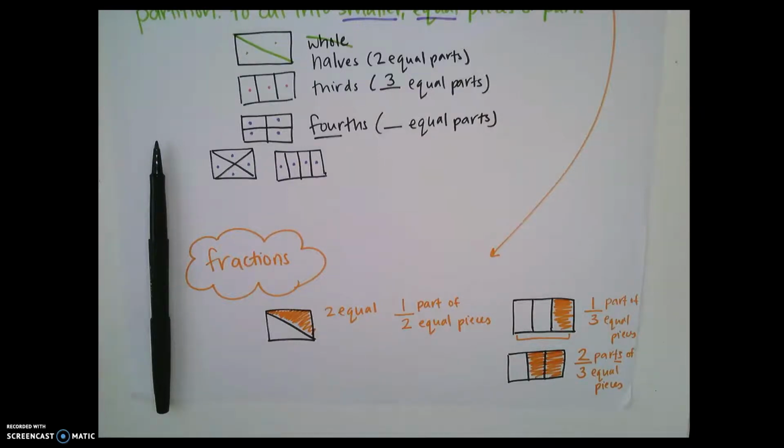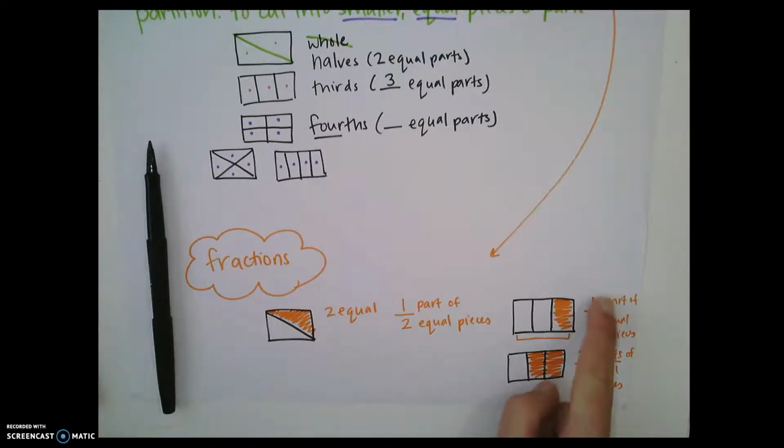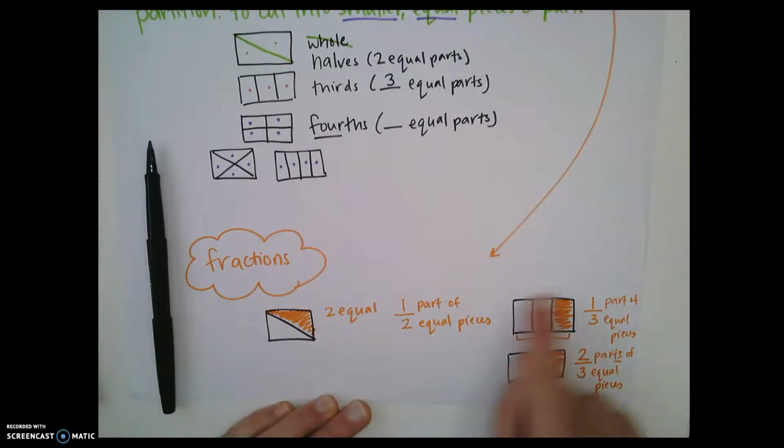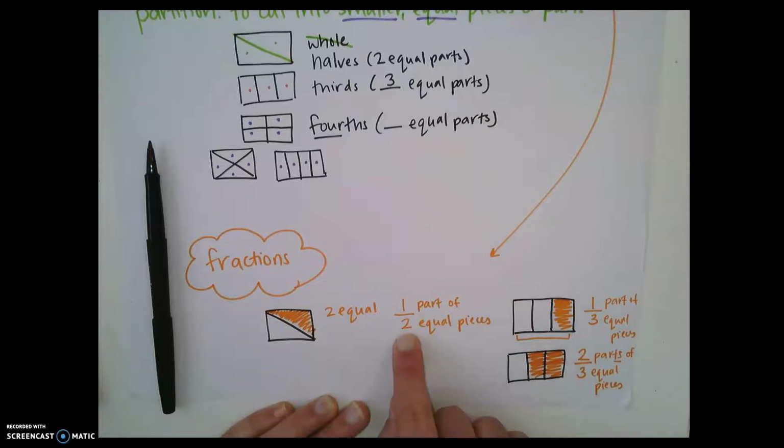Fractions, when they're written, show one part of all the wholes, and the number of pieces, total pieces that make the whole, always goes on the bottom. So here there were 3 equal pieces we divided our whole into, but here there were only 2 equal pieces that we divided our whole into.